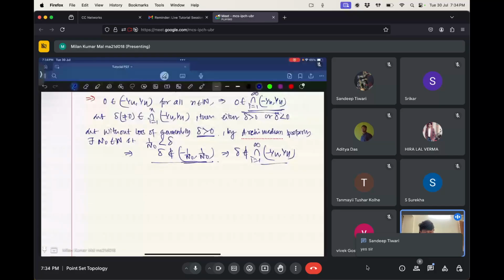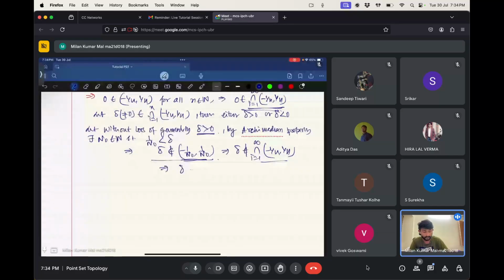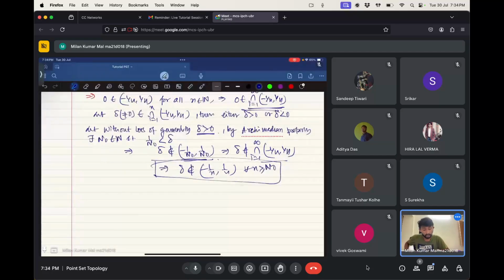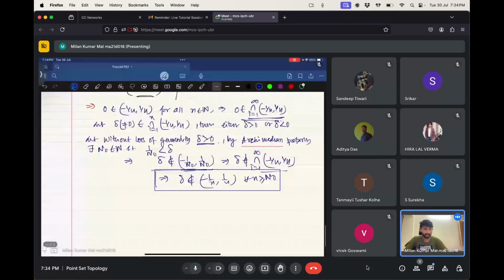Even delta is not in 1 by n naught, and we can say one more thing: delta is not in minus 1 by n comma 1 by n for all n greater than or equal to n naught. That is also true. Okay, delta can't be here. So if delta is positive, then delta is not there. Similarly, if delta is negative, then delta also can't be there. So that says that 0 is the only element in the intersection of minus 1 by n comma 1 by n.